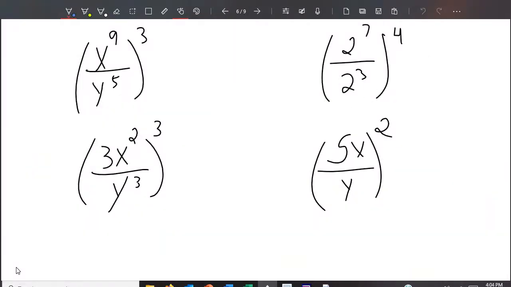Alright, now with these fractions, there's that rule that said if you got exponents inside and outside the parentheses, you multiply the exponents. Same thing holds true if you've got fractions. We're still doing that special multiplication rule. So my answer is going to stay a fraction. We multiply the 3 by the 9, we get 27 on the x. We multiply the 3 by the 5, we'll get 15 on the y.